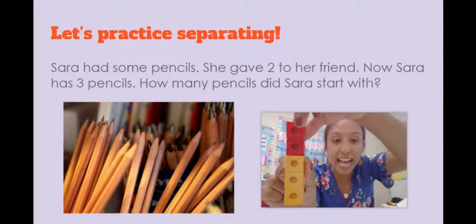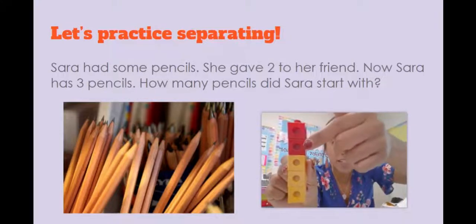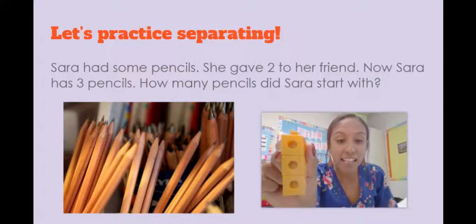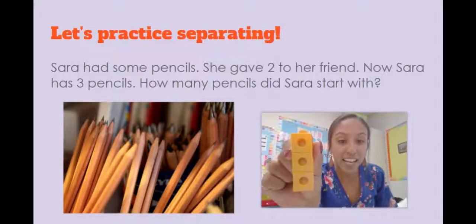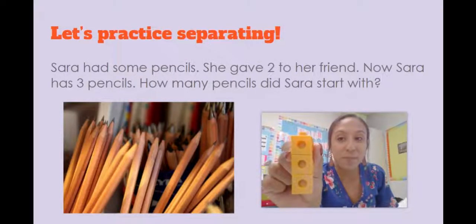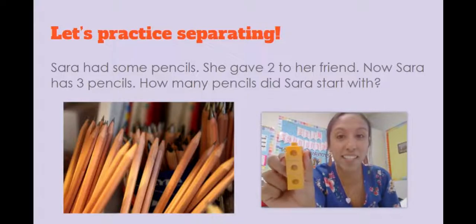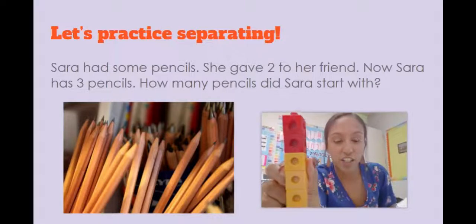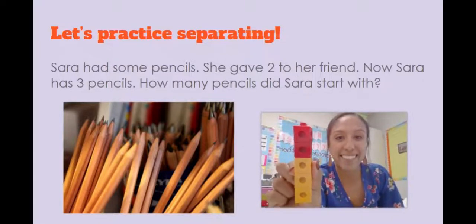And when she gave her friend 2, I'm going to take these 2 away. It said that Sarah had 3 pencils. So we can see that before Sarah gave away her 2 pencils, she started with 5.